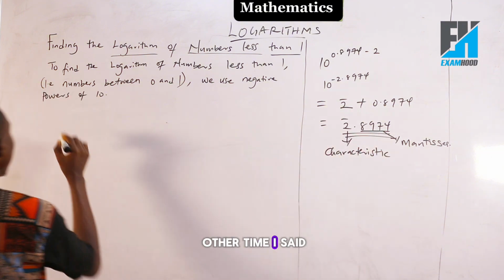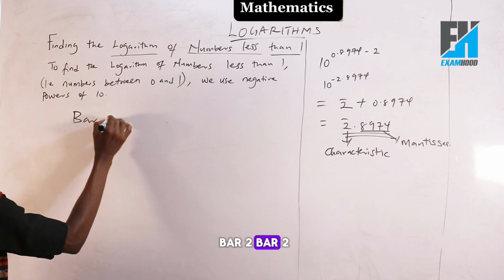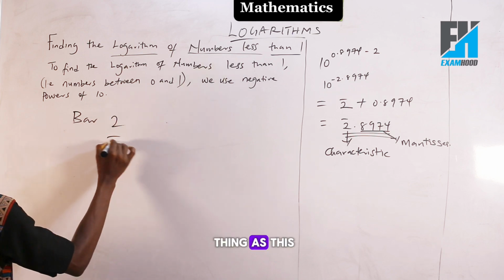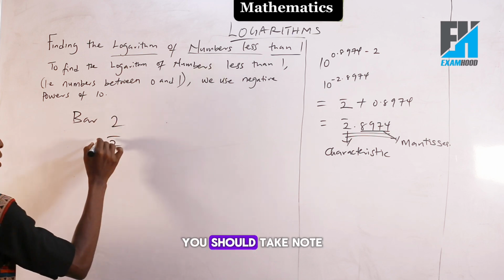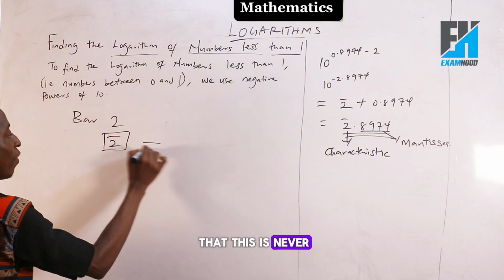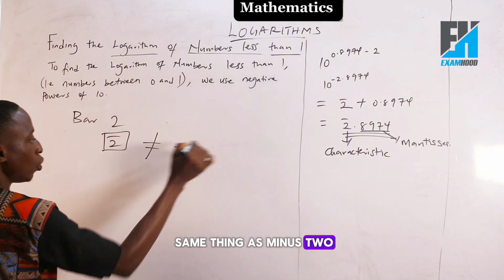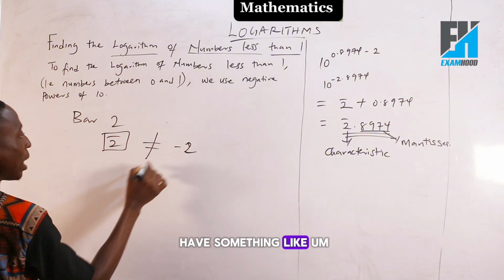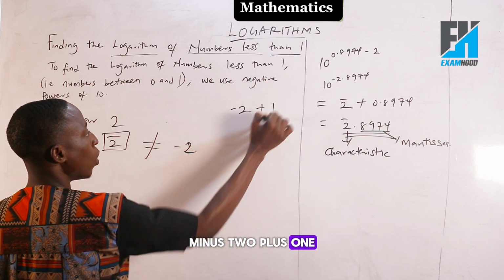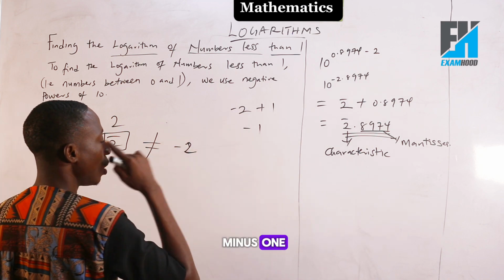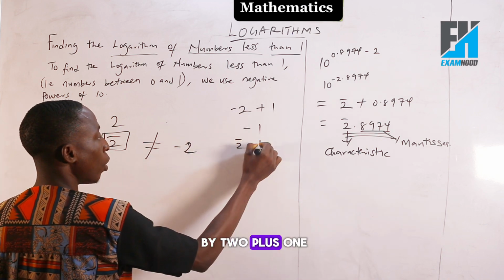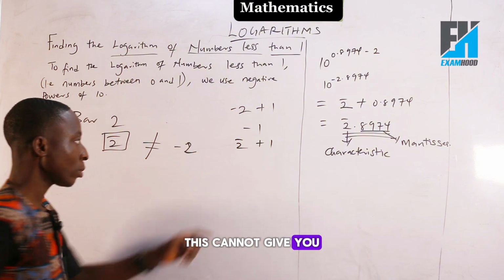I said something the other time. I said bar 2, which is the same thing as this. You should take note that this is not the same thing as minus 2. That is, when you have something like minus 2 plus 1, you know this automatically gives you minus 1. But when you have bar 2 plus 1, this cannot give you minus 1.